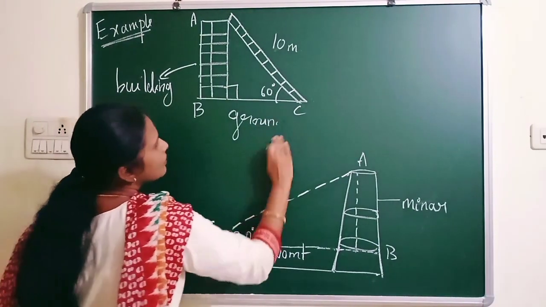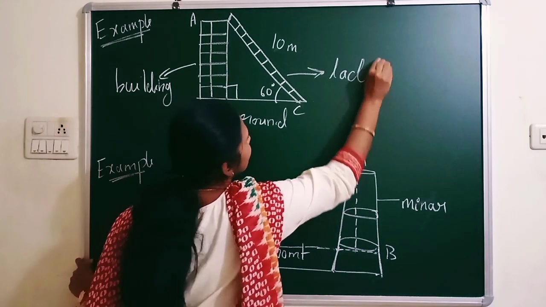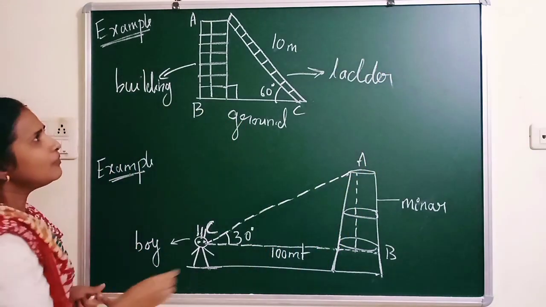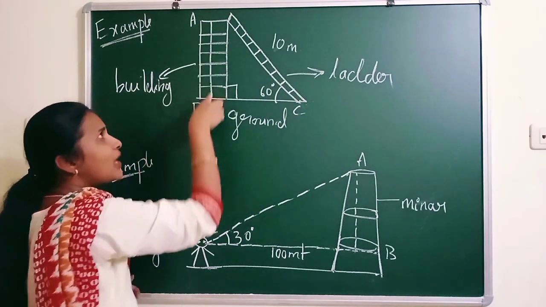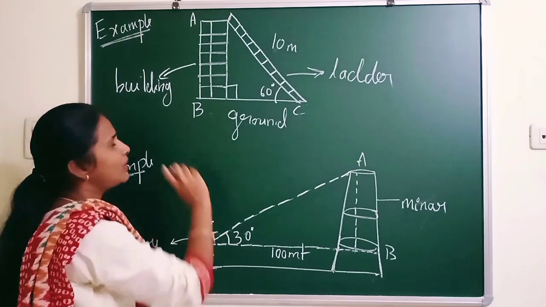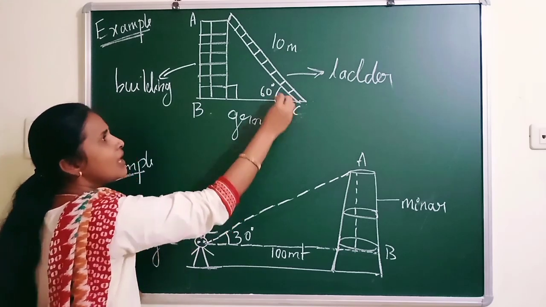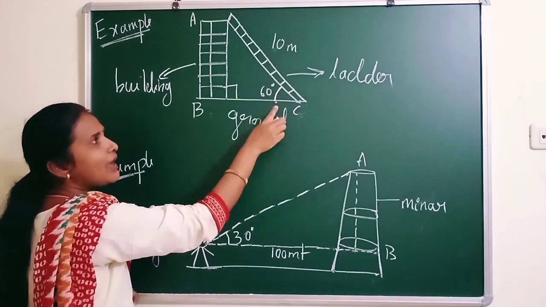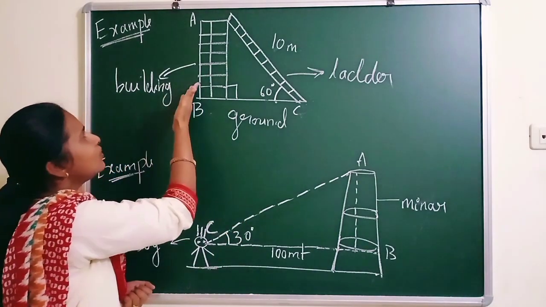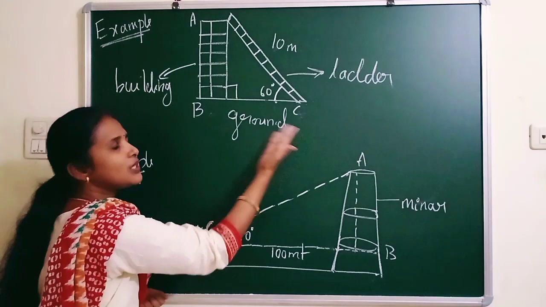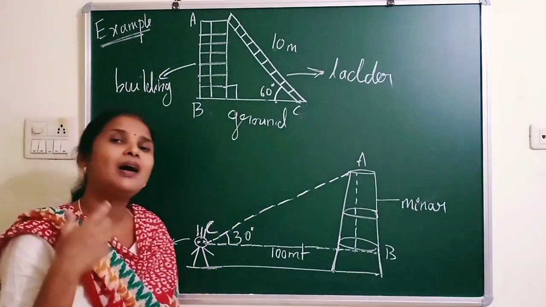and this is a ladder. As in the previous example, we took the ladder length as 10 meters and the other side as 6 meters, and we could find the height of the building using the Pythagoras formula. Now in this situation, I know only the length of the ladder, that is 10 meters, and I know only this angle C as 60 degrees. So in this case, I know neither the height of the building nor the length of the ground.